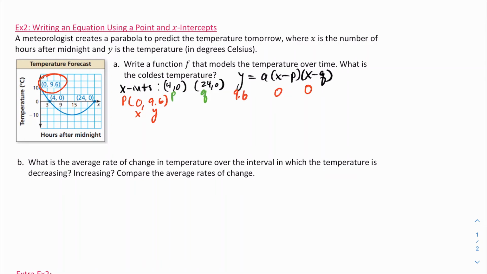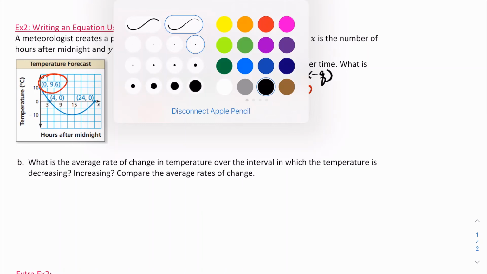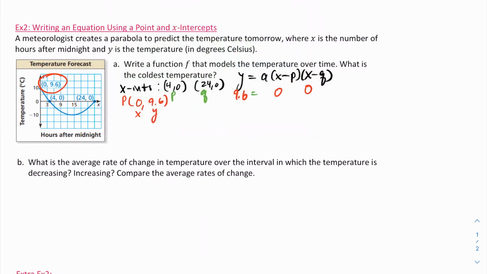There are two x's in this problem, and the a we don't know. The p is 4 and the q is 24. Remember, in here we would use the opposite of those. So it's minus p and minus q, so it's minus 4 and minus 24.